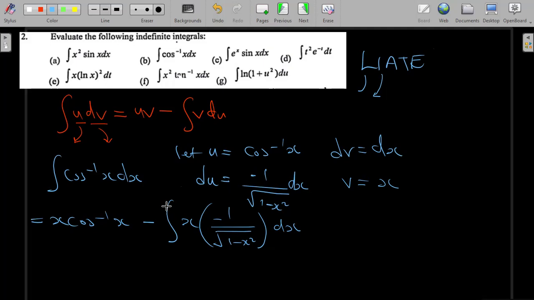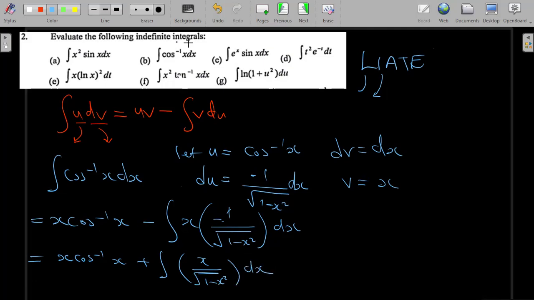Now, after getting this, how am I going to handle this one here? You can multiply the negative and the x there. So this negative and that negative become a positive. So you have x cos inverse of x, then here this will be a plus, then you get x over root of 1 minus x squared, then of course dx.